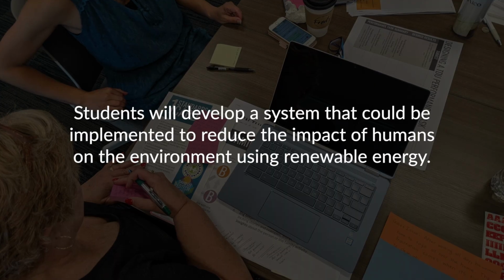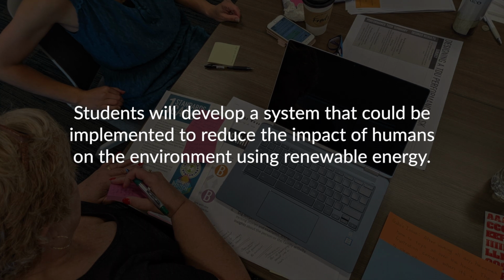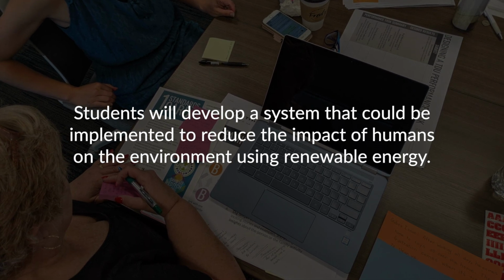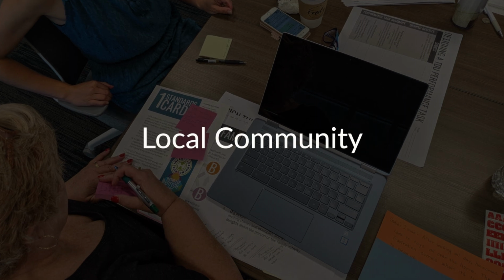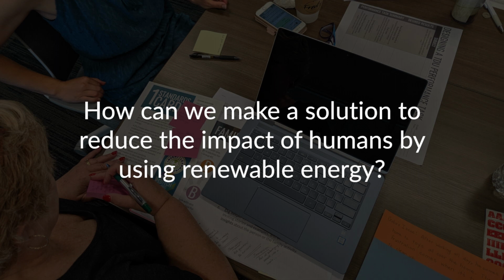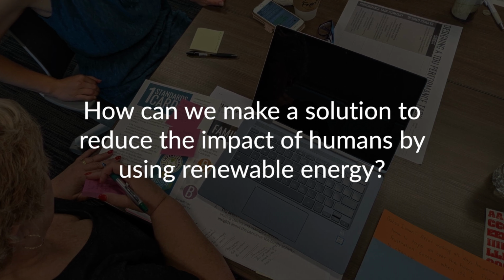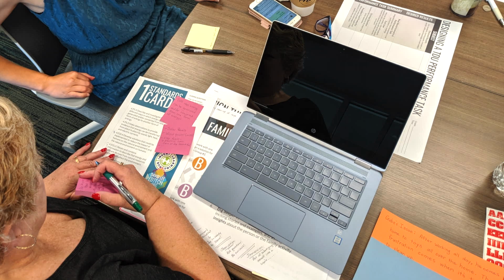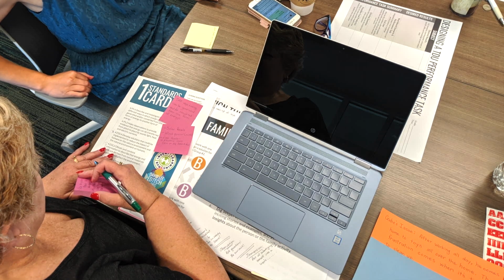Students would develop a system that could be implemented to reduce the impact of humans on the environment using renewable energy, with the end users being the local community. Their driving question for the student was, how can we make a solution to reduce the impact of humans by using renewable energy? This performance task is the core part of the unit.